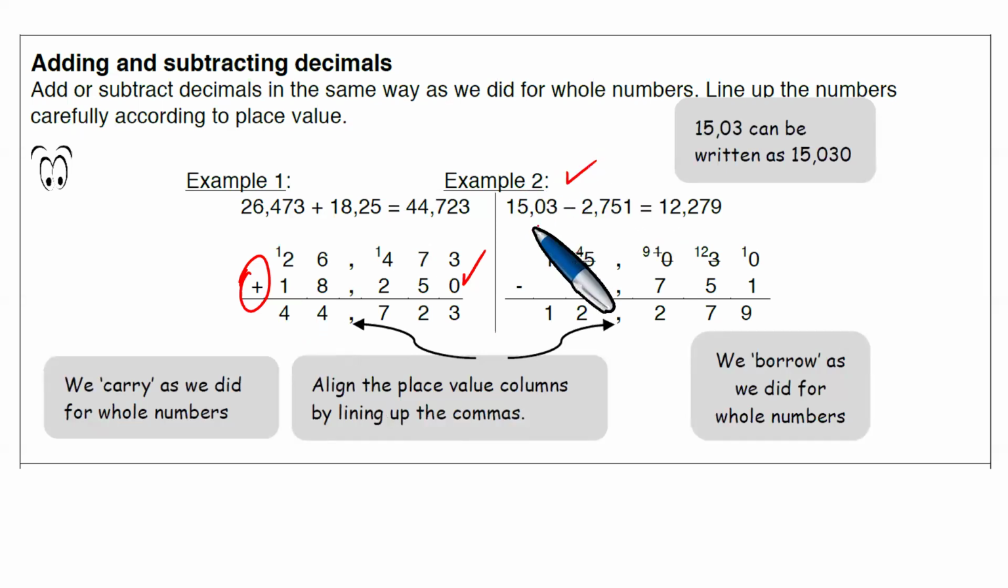Example 2. 15,03, then you balance with a 0, and then you're subtracting 2,751. So now, obviously, there's a little trick. Now we can borrow as we did for the whole number. So there's a little trick here. And the little trick is that now you're subtracting like 0 minus 1.